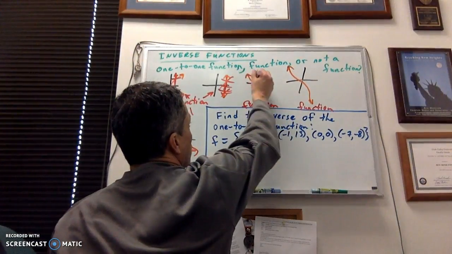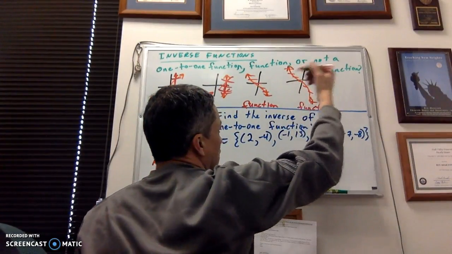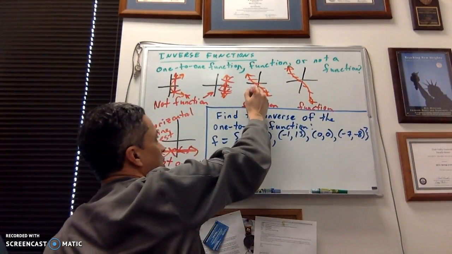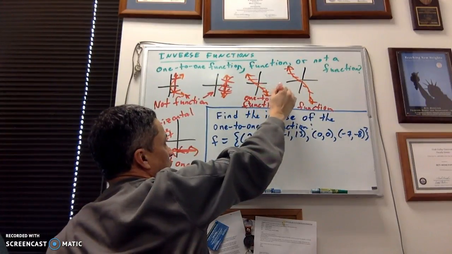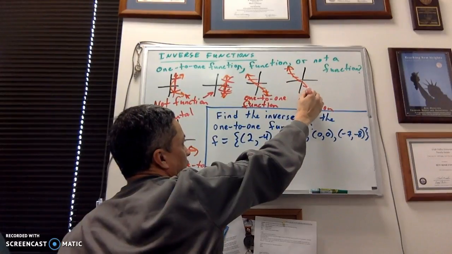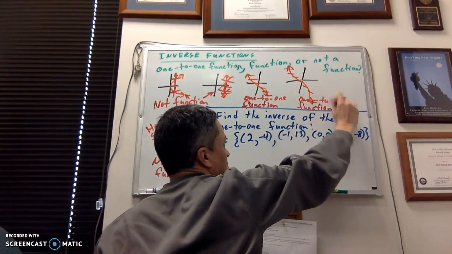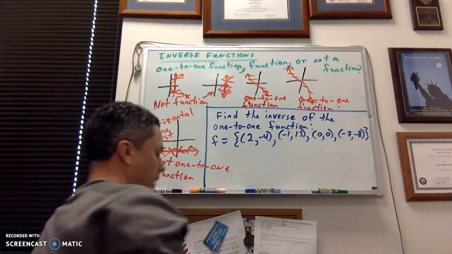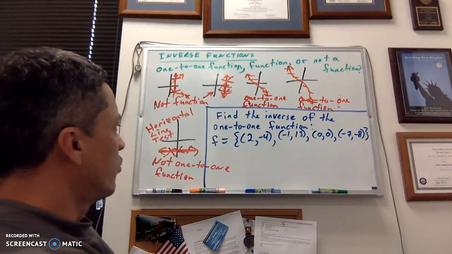So, here we go. That works. And that works. So they're both going to be one-to-one functions. And that'll take care of that. I can learn how to spell one. There we go. Okay, which brings us to finding the inverse of a one-to-one function.